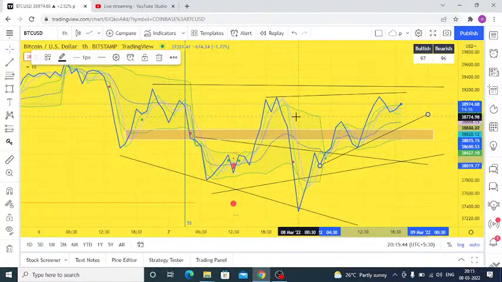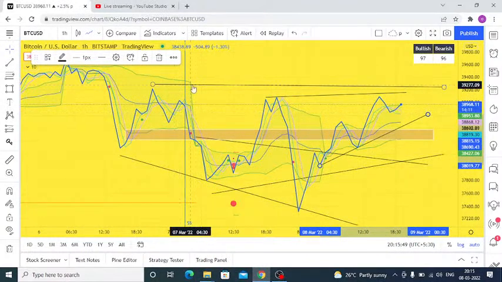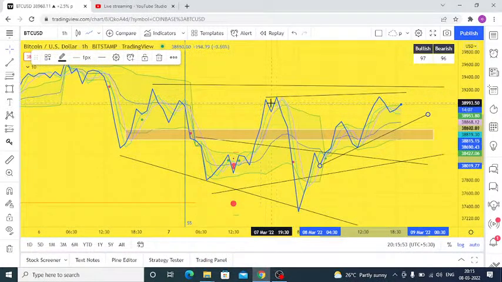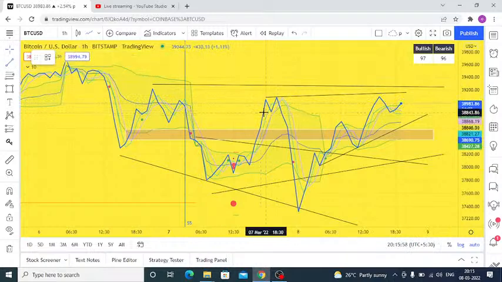Now what is the difference between this and this? Here the market did not go upside, and here it is trying to go upside, but this is again an M pattern, double top resistance. We'll just mark this.